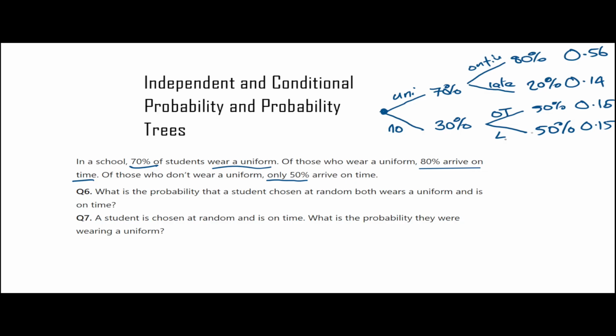What is the probability that a student chosen at random both wears a uniform and is on time? Okay, so we already answered this question. It's 0.56, which is the same as 56%.